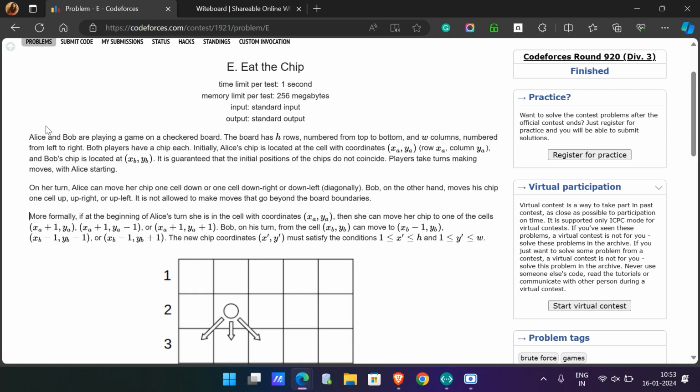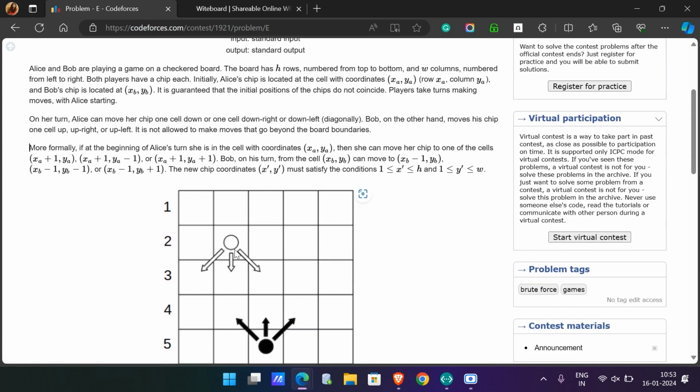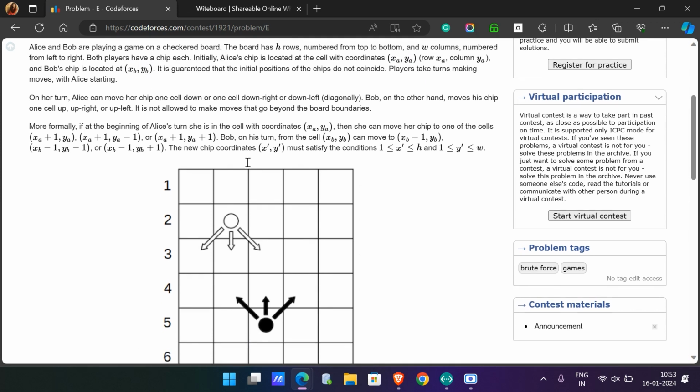In this question, Elias and Bob are playing a game on a board, and there are H rows and W columns. The chip that Elias is initially located at is at coordinate XA, YA, and for Bob it is XB, YB. Now, on their turn, they are just moving.